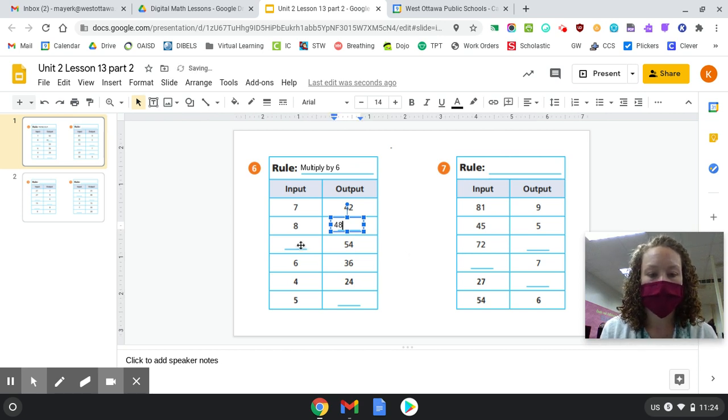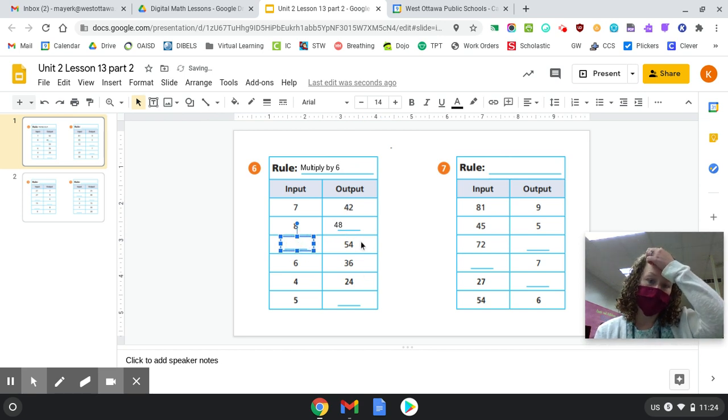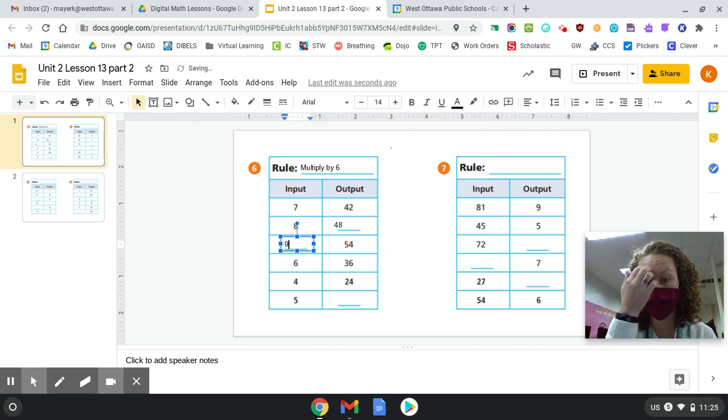Now this one over here is a little different. I don't know the input. Something times 6 equals 54. You could think of that as the same thing as taking 54, dividing it by 6, and that will give us the input. So let's count by 6s until we get to 54. 6, 12, 18, 24, 30, 36, 42, 48, 54. It takes 9 to get there. So 9 goes in there.